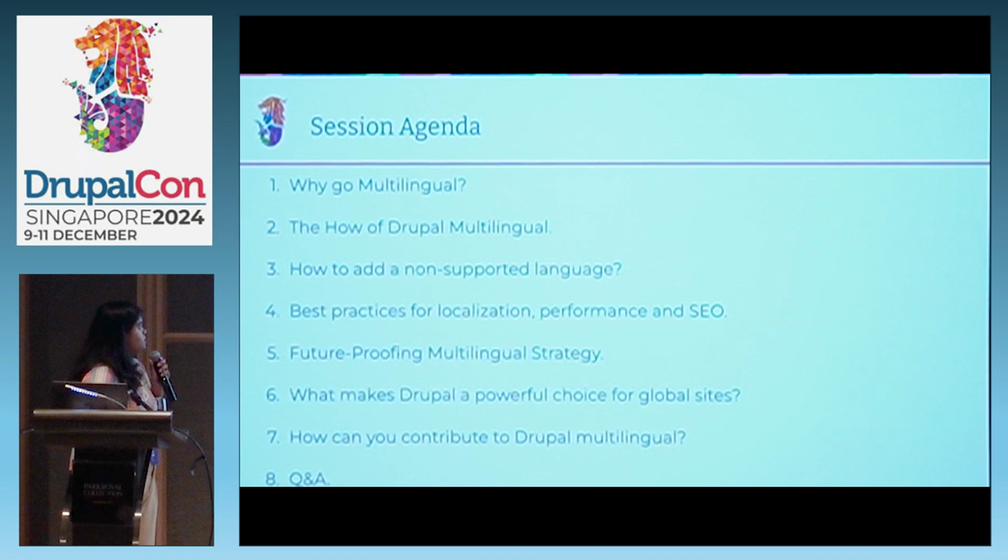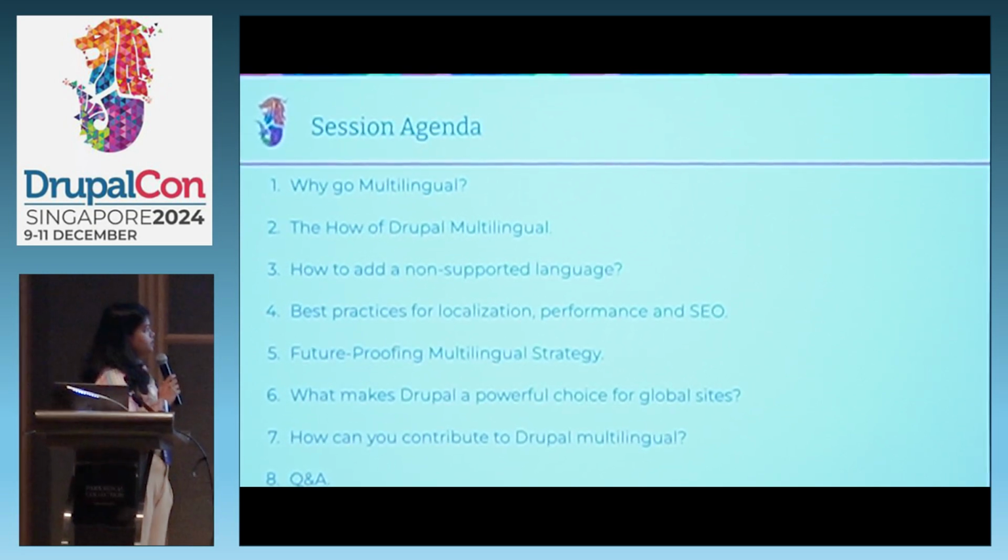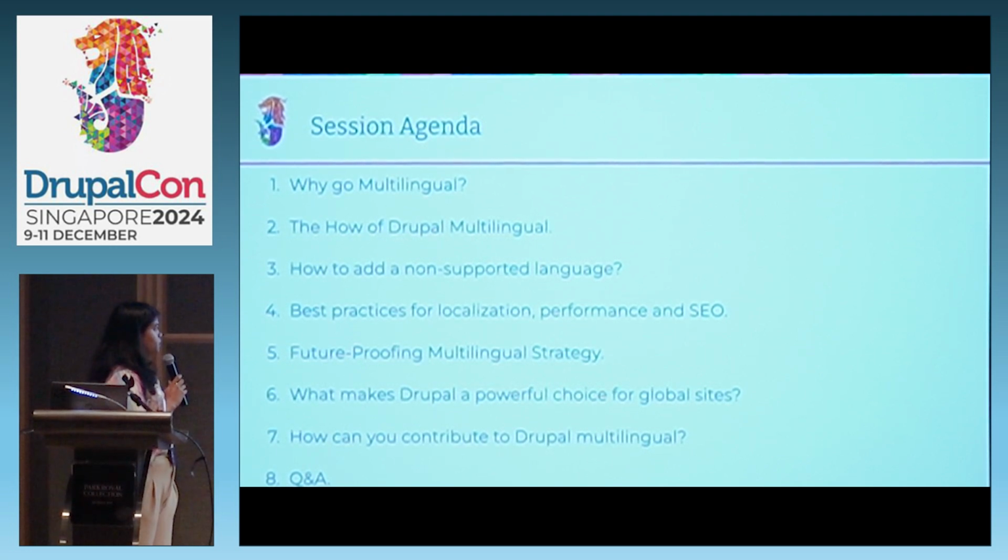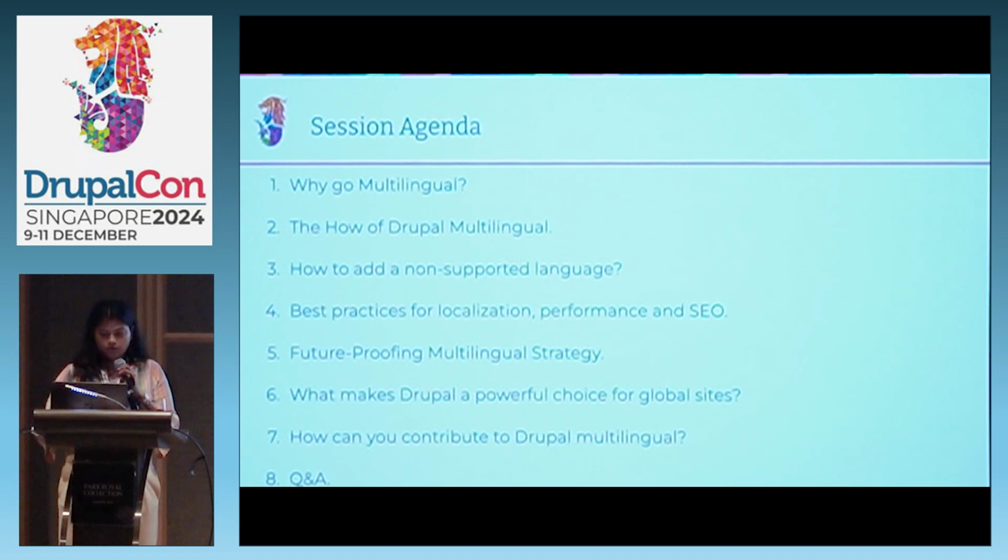So we'll be covering these points. We'll first try to understand why we should go multilingual in the first place, and then I have a demo walkthrough video that I've pre-recorded, and we'll see how we can implement the same in Drupal, and we'll also see how we can add a non-supported language, what are the best practices regarding localization, performance, and SEO. We will be talking about the future-proofing strategies when we implement the multilingual functionality, and we'll try to understand why Drupal is a powerful choice for going global, and finally how we can contribute to Drupal.